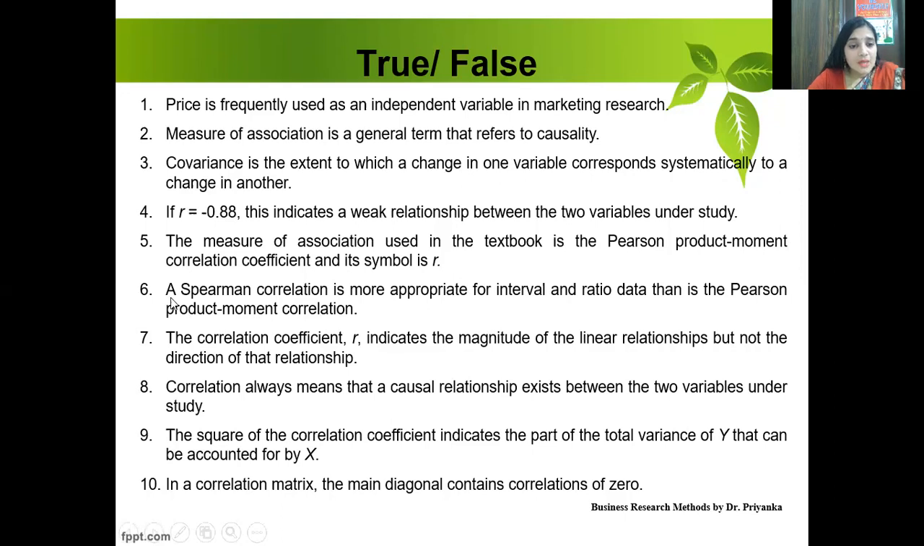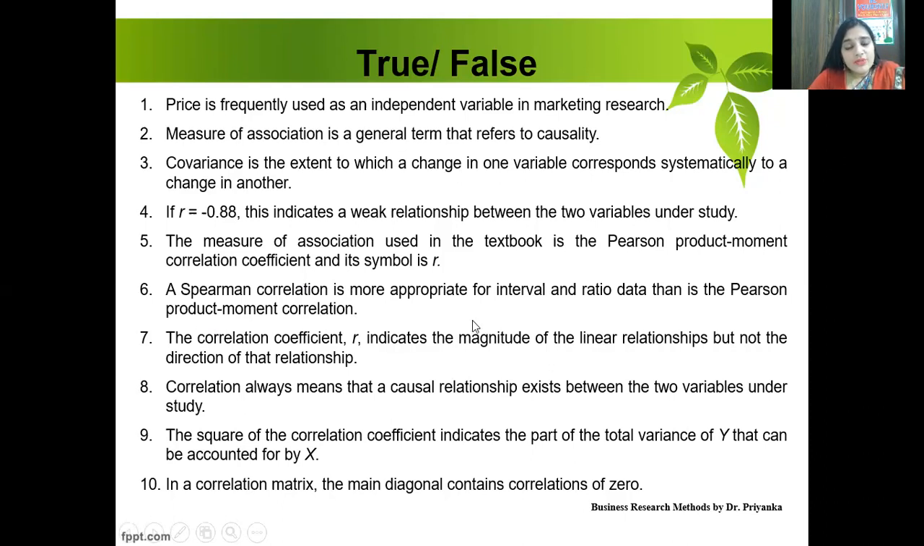Sixth: Spearman correlation is more appropriate for interval and ratio data than is the Pearson product moment correlation. Is it? Spearman correlation basically is for ordinal data. We will be discussing that in the next presentation, and Pearson is used for interval and ratio data. So this is false.